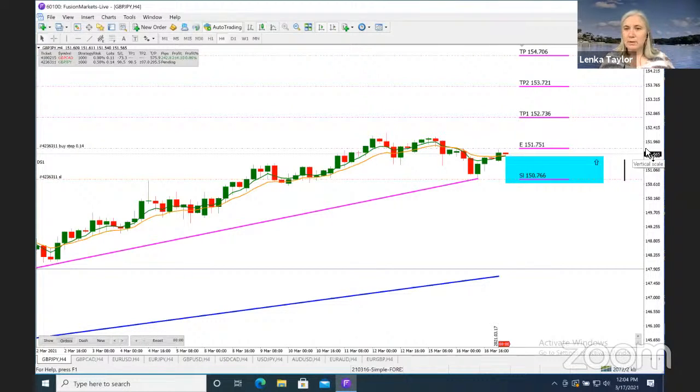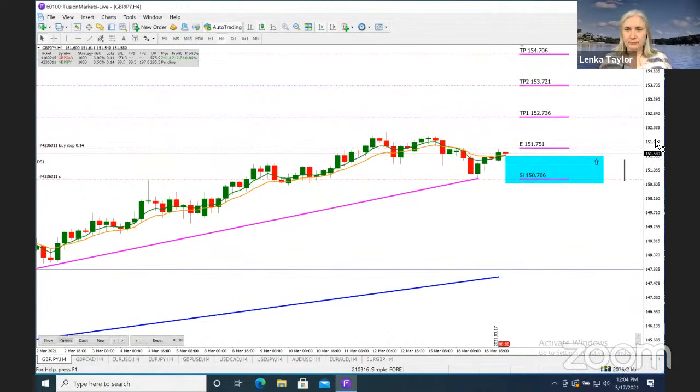So those are the levels that I'm looking to enter at on this particular currency pair, GBP/JPY on the 4-hourly. All right, that's done. Looks good.